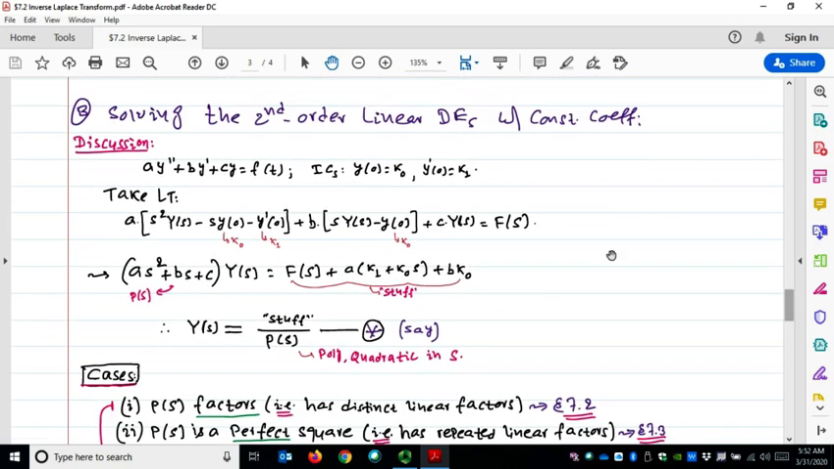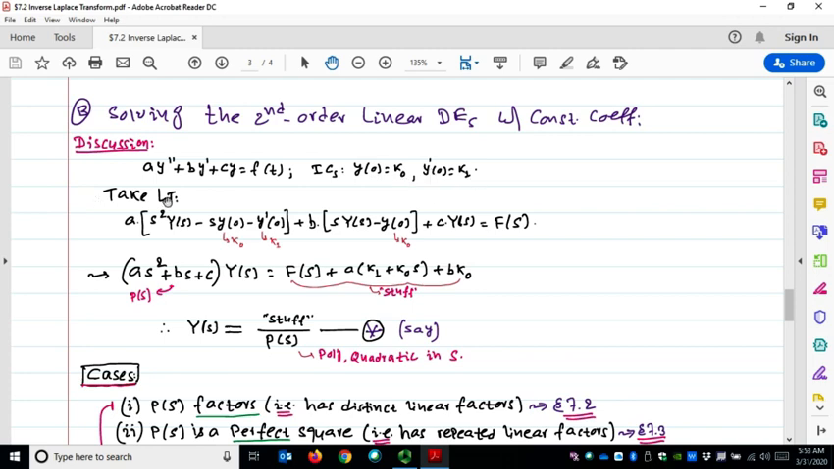Now let's talk about solving second order linear differential equations with constant coefficients. First, let's have some discussion. We have a second order linear differential equation with constant coefficients, a y double prime plus b y prime plus c y equals little f of t. Initial conditions are y of 0 equals k0, y prime of 0 equals k1.